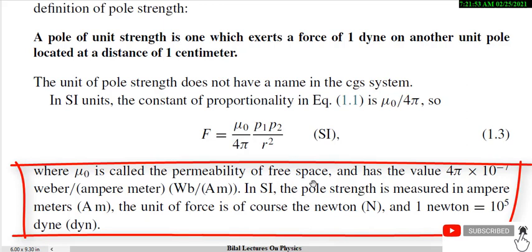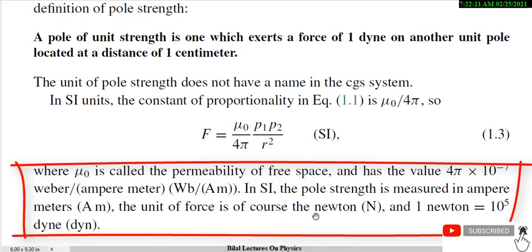So we all discuss this topic in free space. We are not considering any material inside those poles. So we are basically discussing free space. Then mu naught is the permeability, and it has the value of 4 pi times 10 raised to power minus 7 Weber per ampere meter. And in SI units, the pole strength is measured in ampere meter.